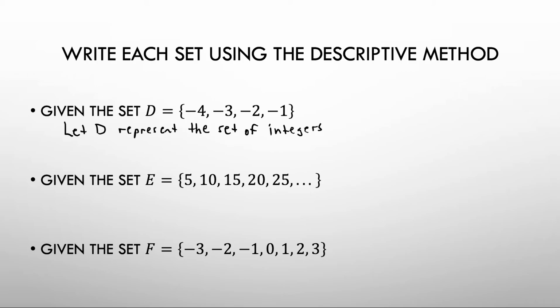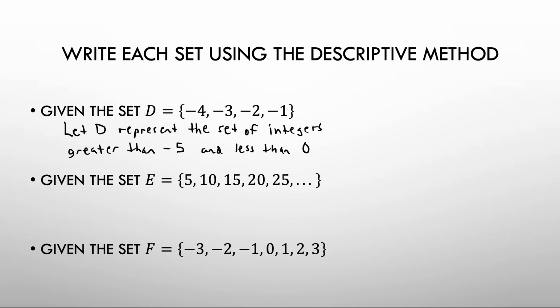And then we have to figure out how to restrict it to just those 4 values. So I think I'm going to say integers greater than -5 and less than 0. And that will force me to only use the numbers -4, -3, -2, and -1.